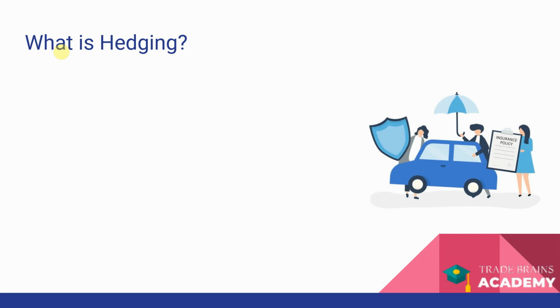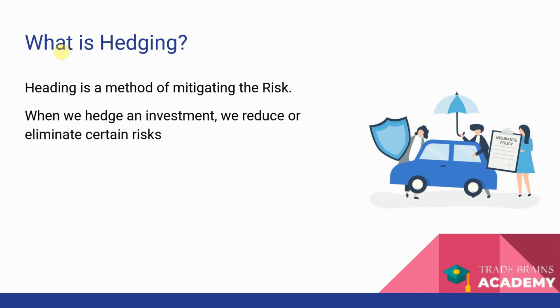So to explain it in simple terms, hedging is a simple method of mitigating the risk. It is basically reducing a risk in the market. And in terms of investment or trading, we always need to reduce or eliminate certain risk. Most of the risk in the investment market or trading market can be covered by taking a counter position or by hedging with a similar instrument in the market.